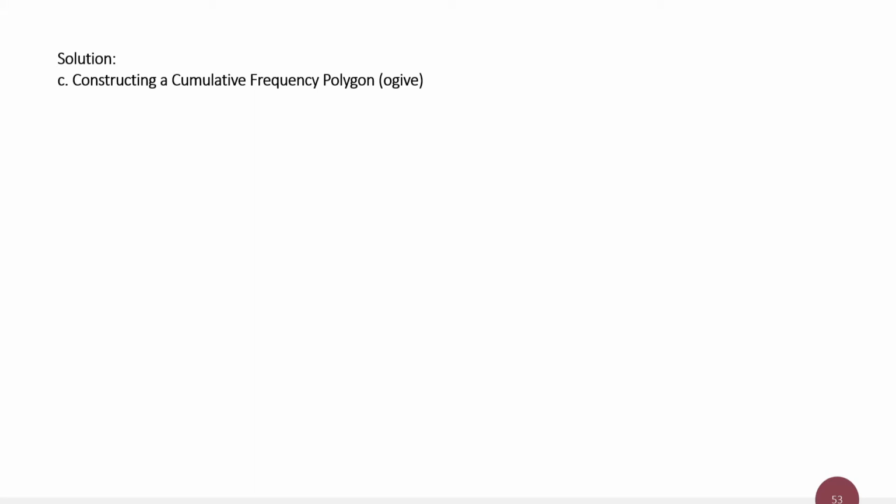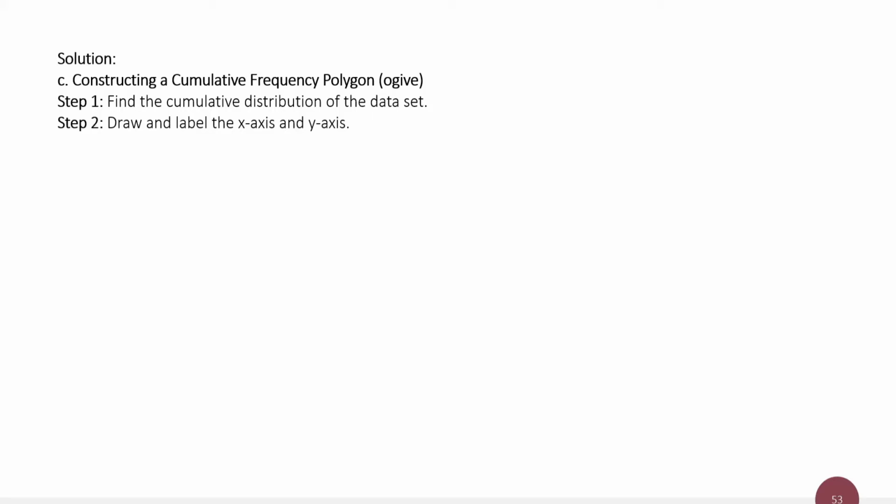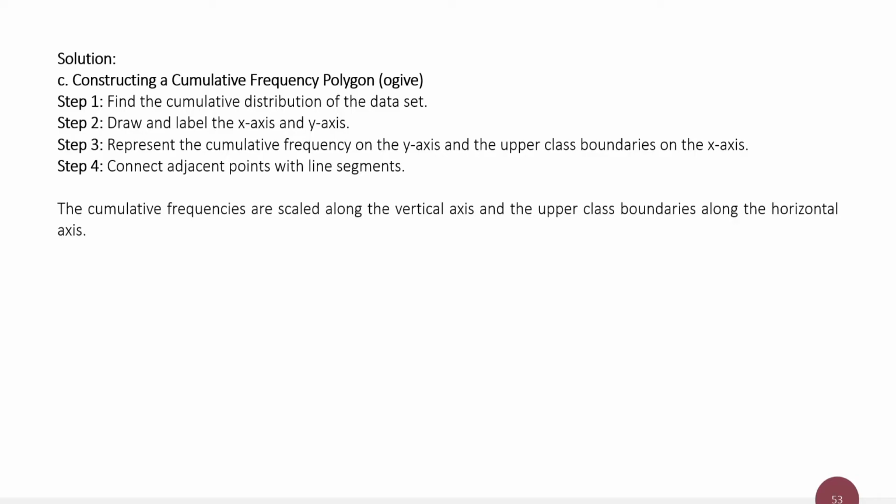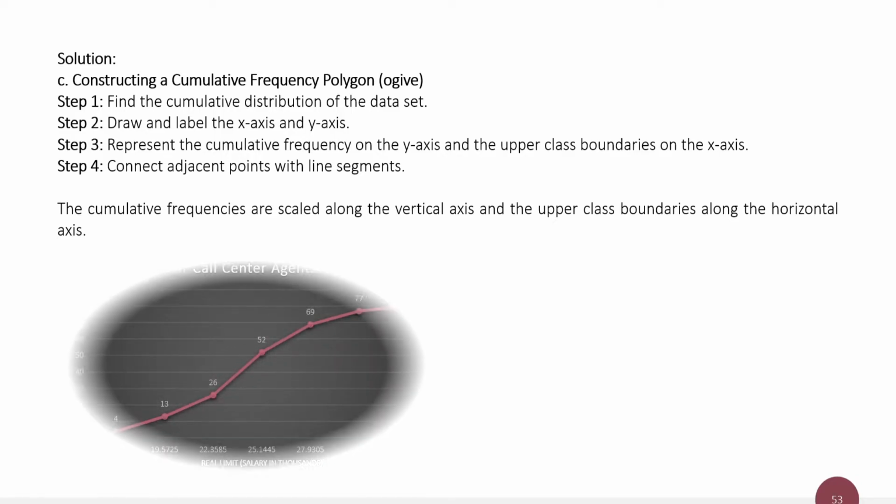So, constructing a cumulative frequency polygon, or tinatawag natin na OGIF. So, for the step 1, find the cumulative distribution of the dataset. Step 2, draw and label the x-axis and y-axis. Step 3, represent the cumulative frequency on the y-axis and the upper class boundaries on the x-axis. Step 4, connect adjacent points with line segments. So, the cumulative frequencies are scaled along the vertical axis and the upper class boundaries along the horizontal axis. So, ito yung makikreate nating graph.